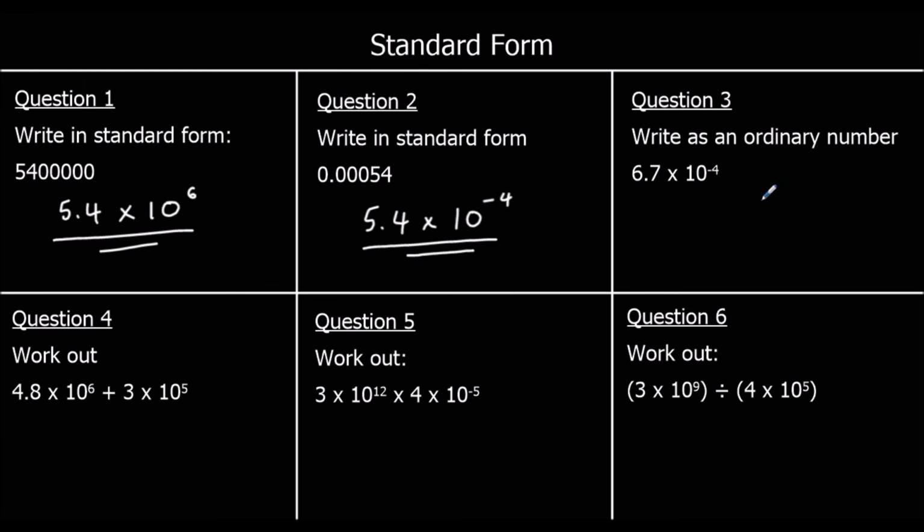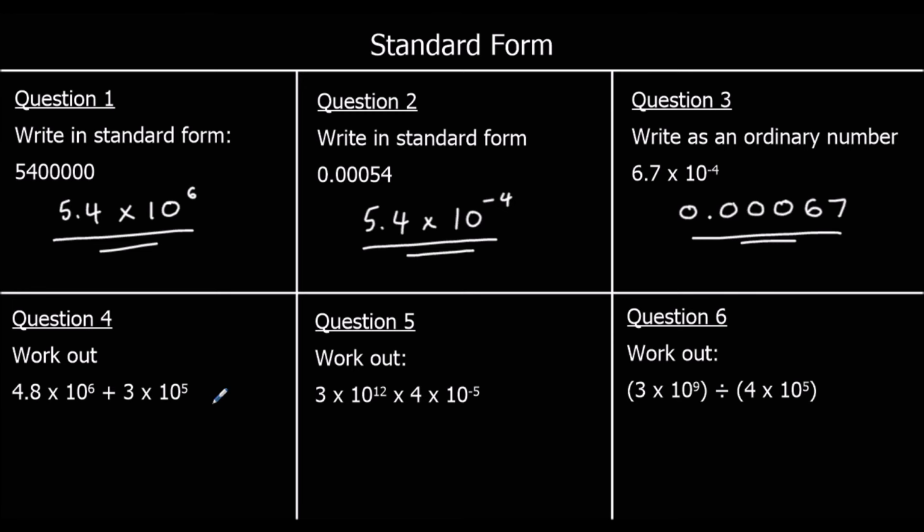Question 3. Write as an ordinary number 6.7 times 10 to the power of negative 4. So 6.7 divided by 10 4 times will give me 0.000, so 4 zeros in total, and then a 6 and a 7. And I can check that. If I've got 6.7 divided by 10 once, twice, 3, 4 times.